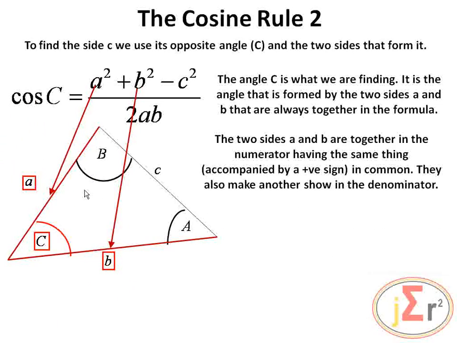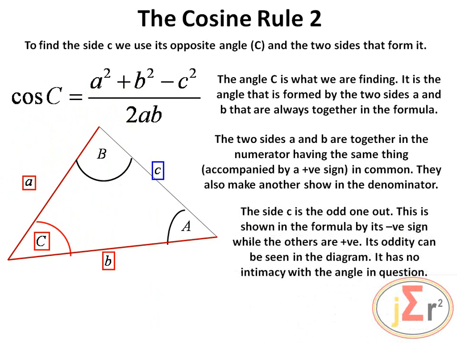The two sides A and B are together in the numerator, having the same thing in common, which is that they are accompanied by positive signs. They also make another show in the denominator. The side C is the odd one out. This is shown in the formula by its negative sign, while the others are positive. Its oddity can be seen in the diagram. It has no intimacy with the angle in question. So this is the side that we subtract. The one that we subtract has nothing to do with the angle in question.